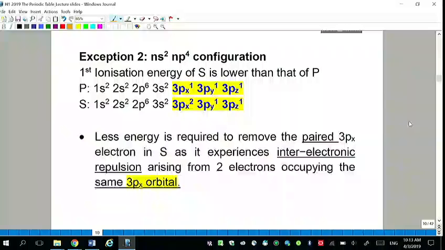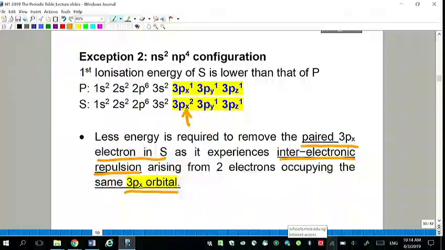Exception, again. If you are comparing between the electronic configuration of ns2 np3 as compared to ns2 np4, then I need to know that less energy is needed to remove the paired 3px electron in sulfur. It experiences inter-electronic repulsion. Why is there inter-electronic repulsion? Because you see that there are 2 electrons occupying the same 3px orbital. I am using the term 3px orbital. This inter-electronic repulsion is when the 2 electrons occupy the same orbital.